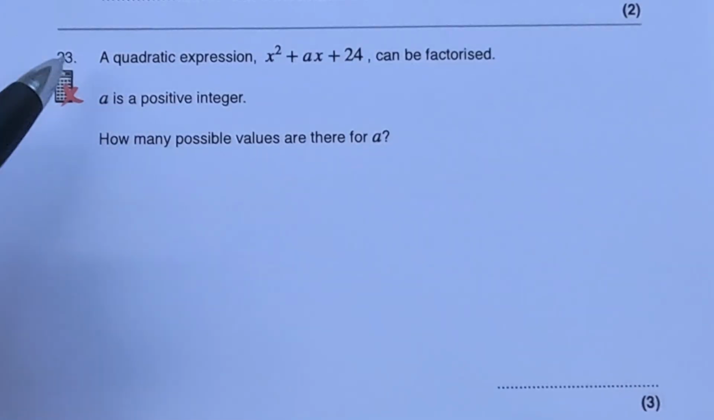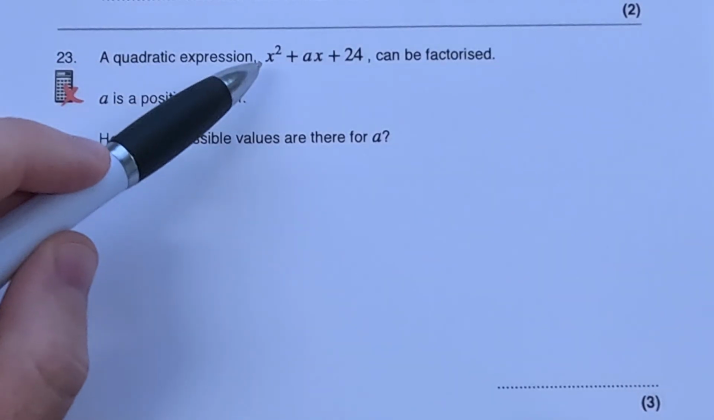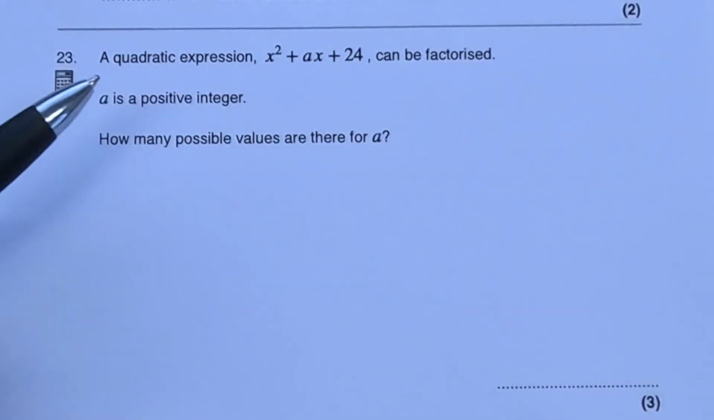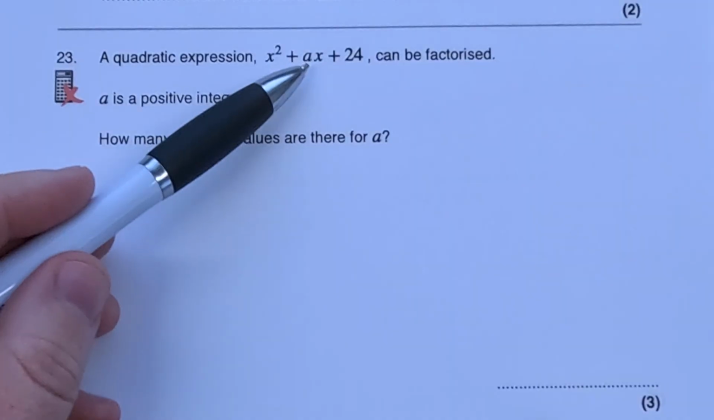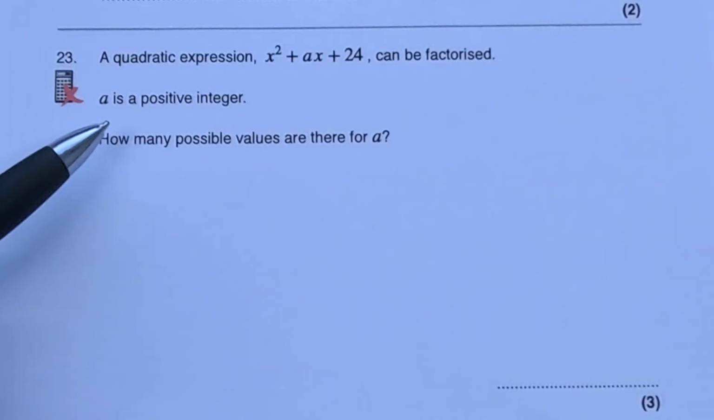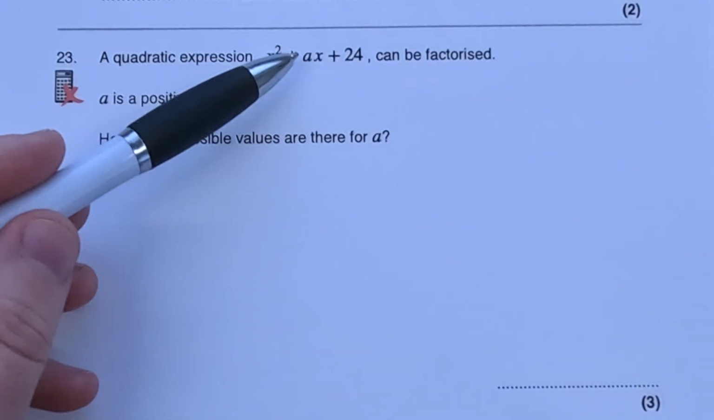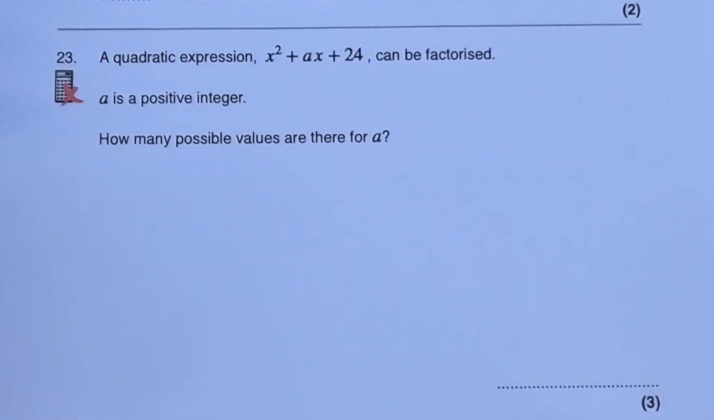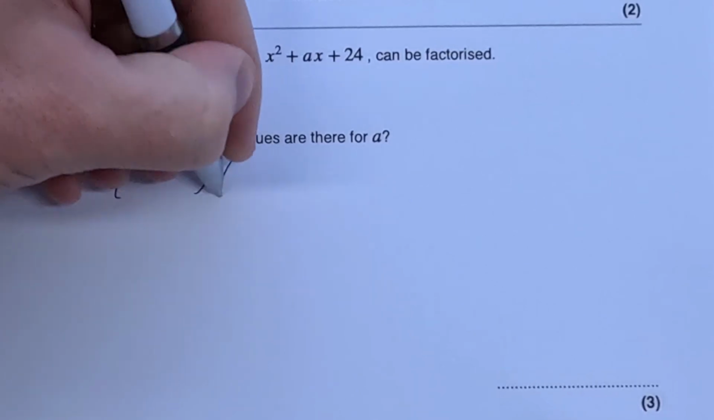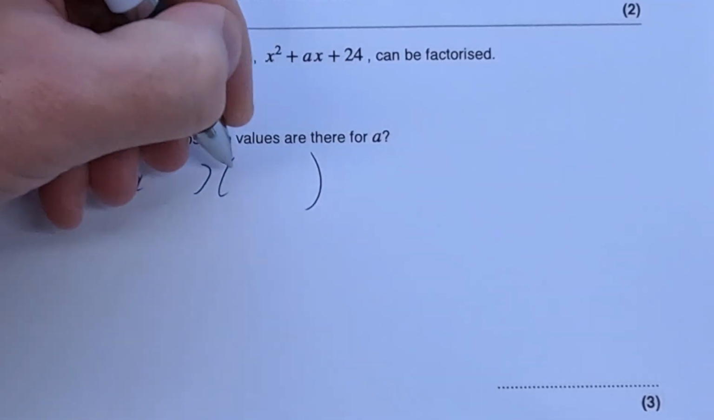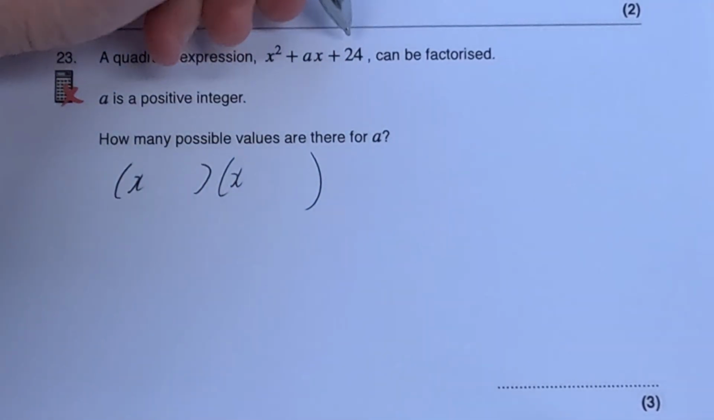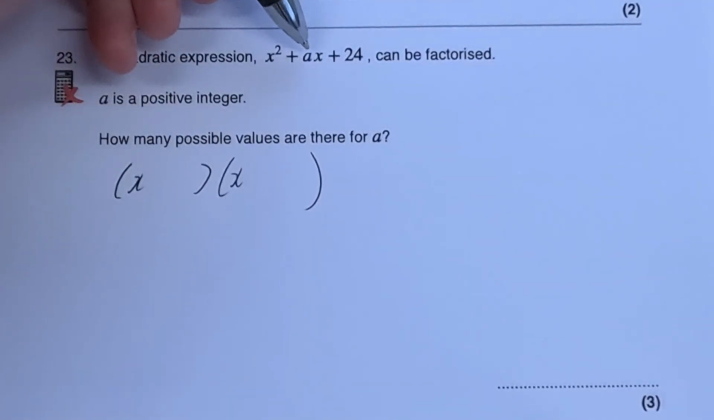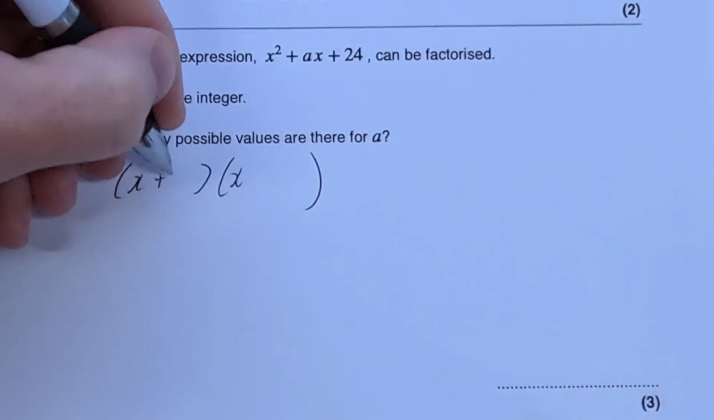Okay, so question number 23 says a quadratic expression x squared plus ax plus 24 can be factorised, and a is a positive integer. And we've been asked to find how many possible values there are for a. Okay, so since this can be factorised, that means it can be put into two brackets. So we can put x's in both brackets. And we know that the two numbers will times together to be 24. And because this is a positive, they're also going to add together to be a positive. So that means they're going to be a plus sign and a plus sign.